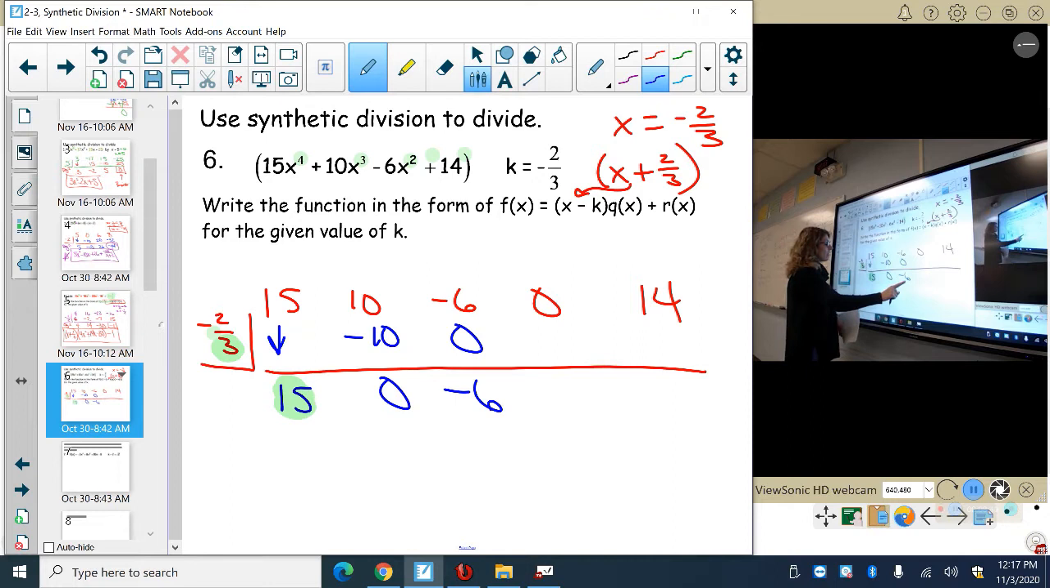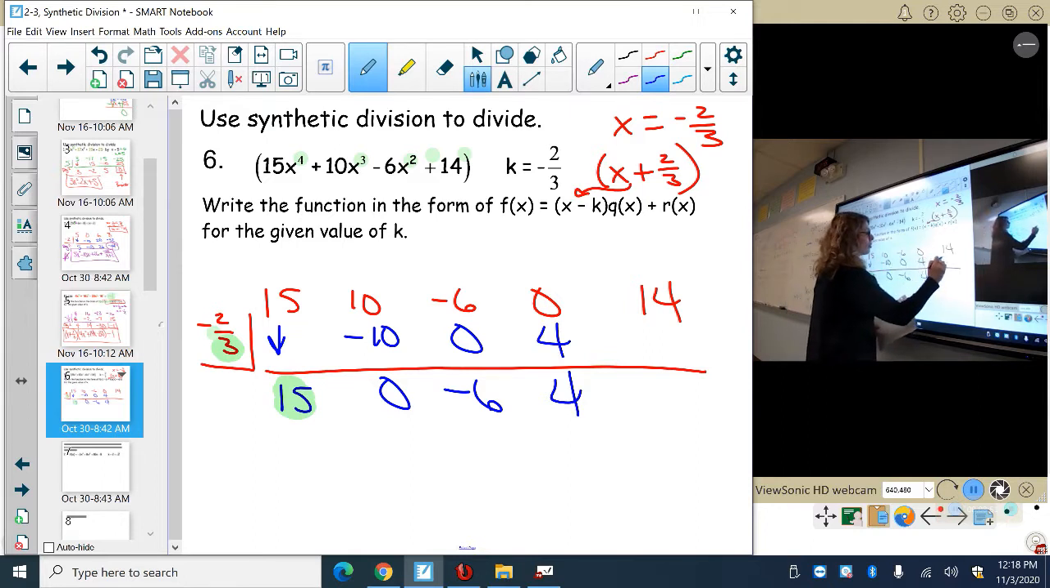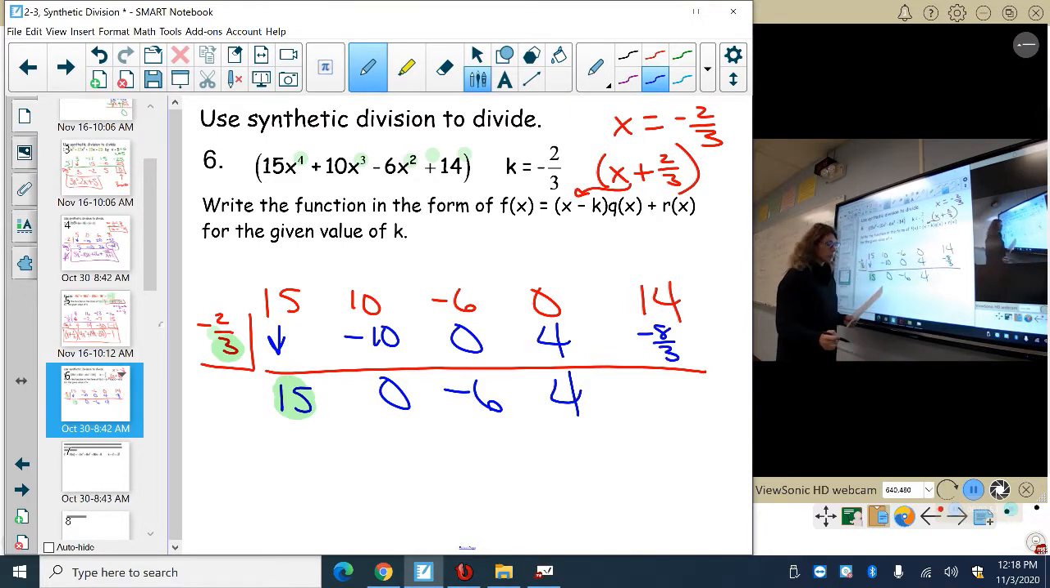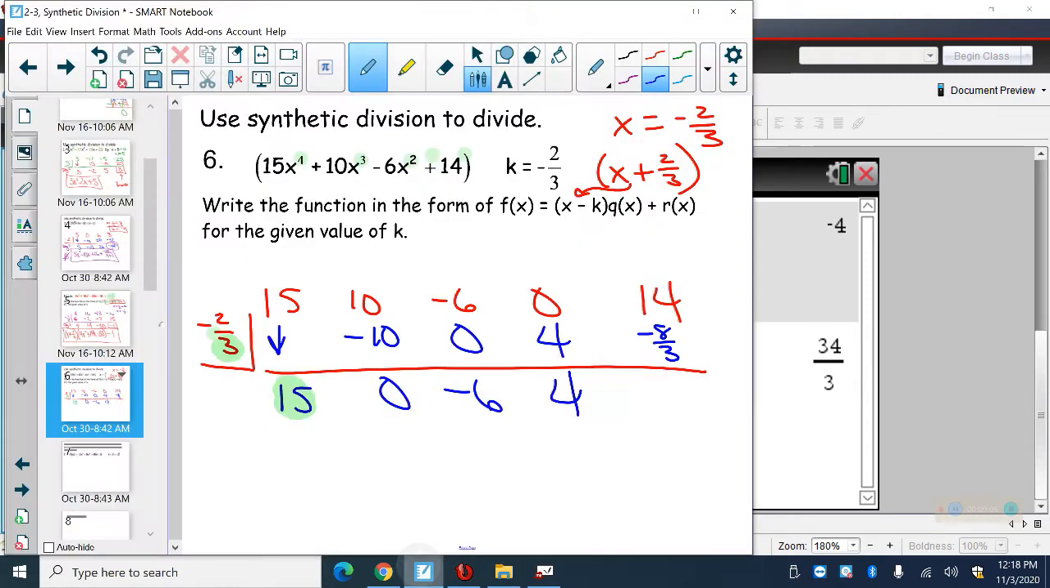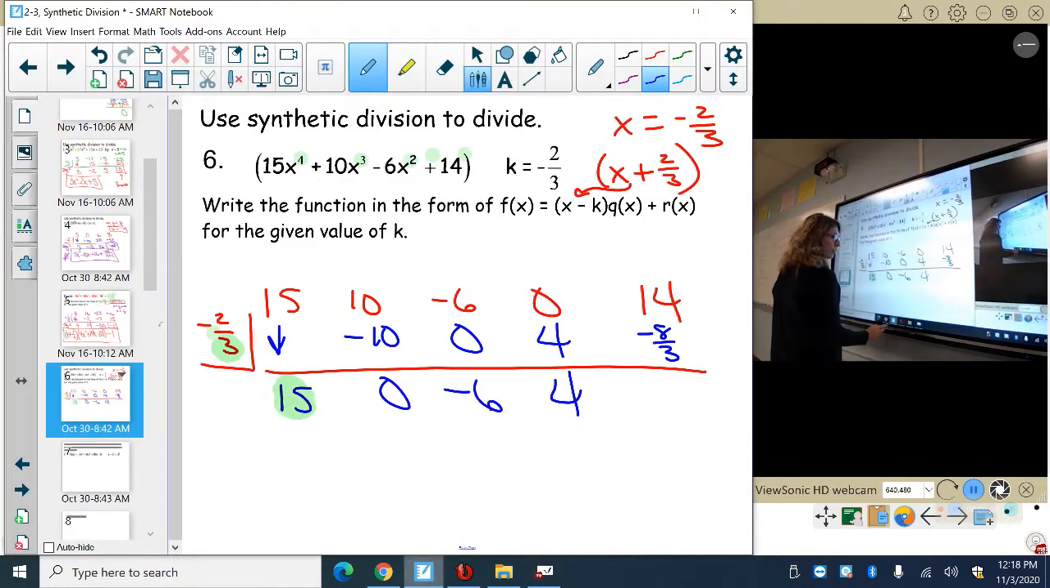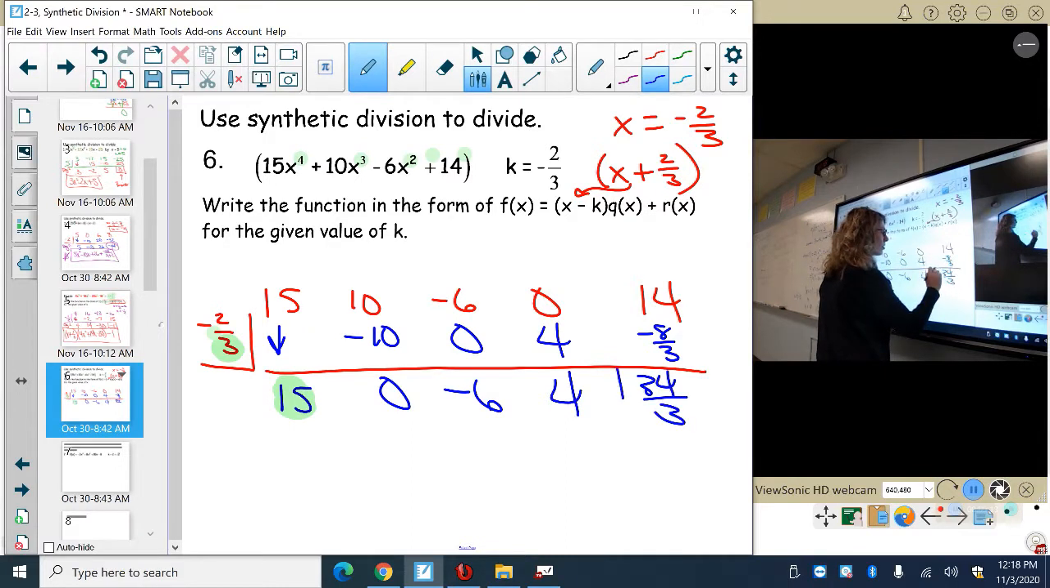Now again, negative 6 divided by 3 is going to be negative 2, times negative 2 is going to be 4. And then this is going to give you 4 times negative 2 is negative 8/3. And if you go ahead and put this in the calculator, 14 minus 8/3, it's going to give you 34/3. Okay? So this is going to be 34/3.